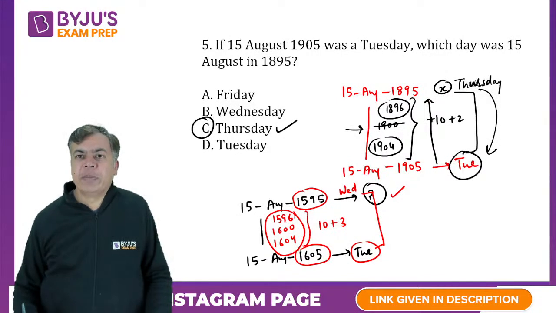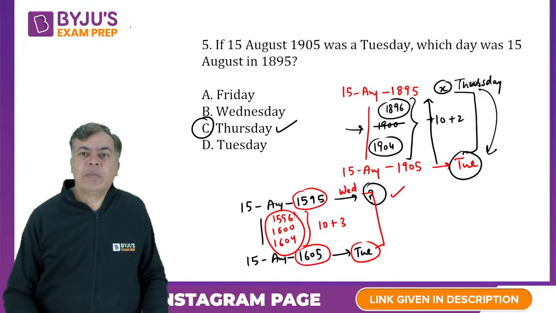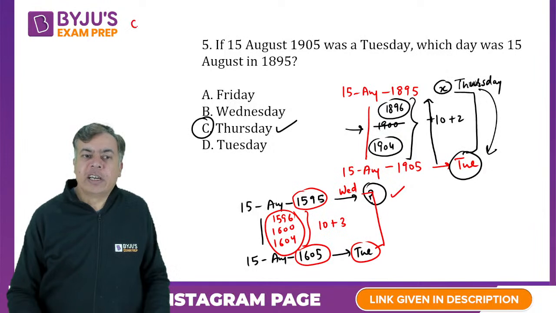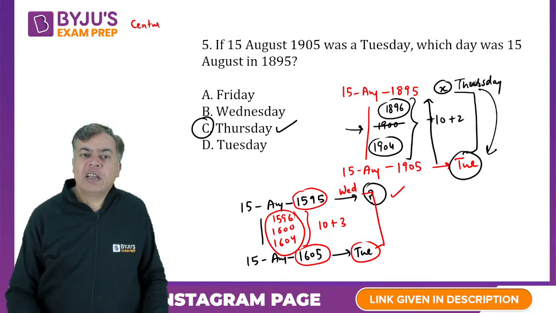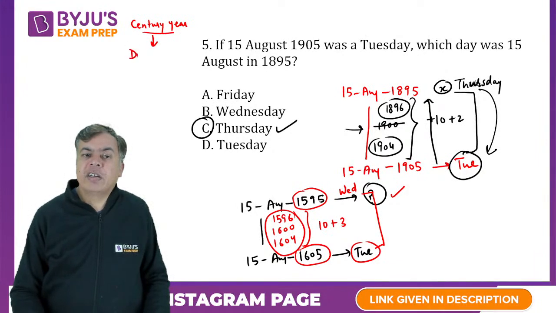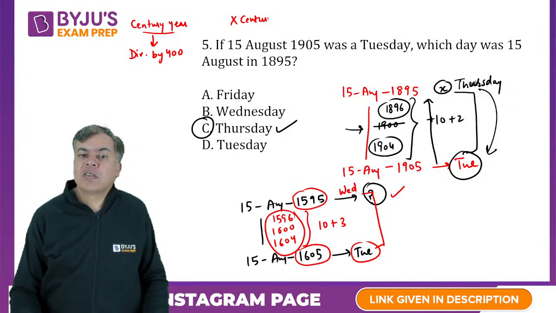$1900 is not a leap year. The definition of a leap year is that if it is a century year, it must be divisible by 400. And if it is not a century year, then it should be a multiple of 4, divisible by 4.